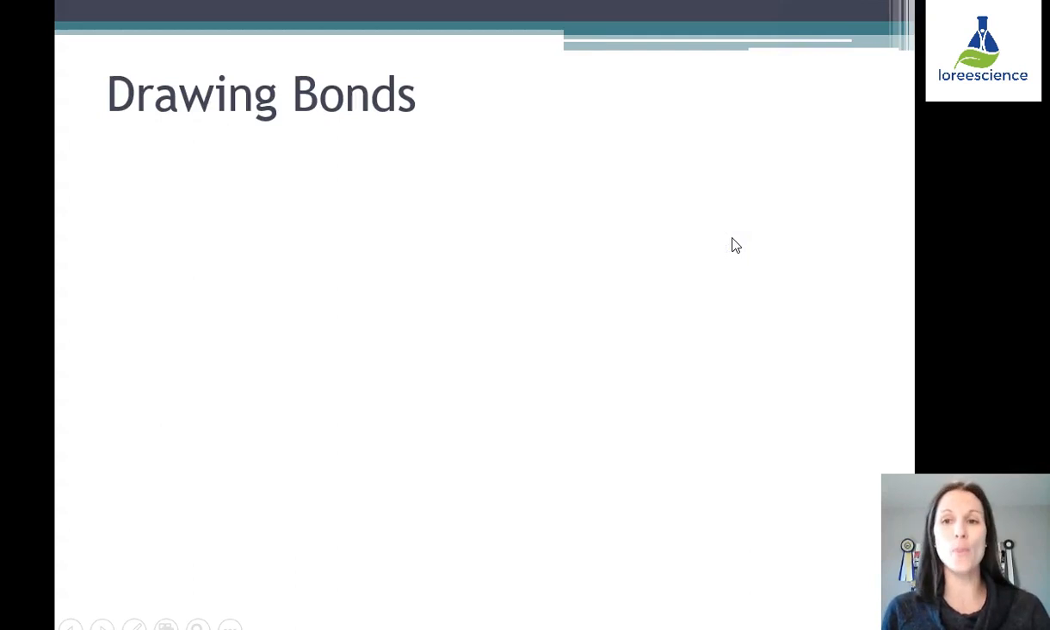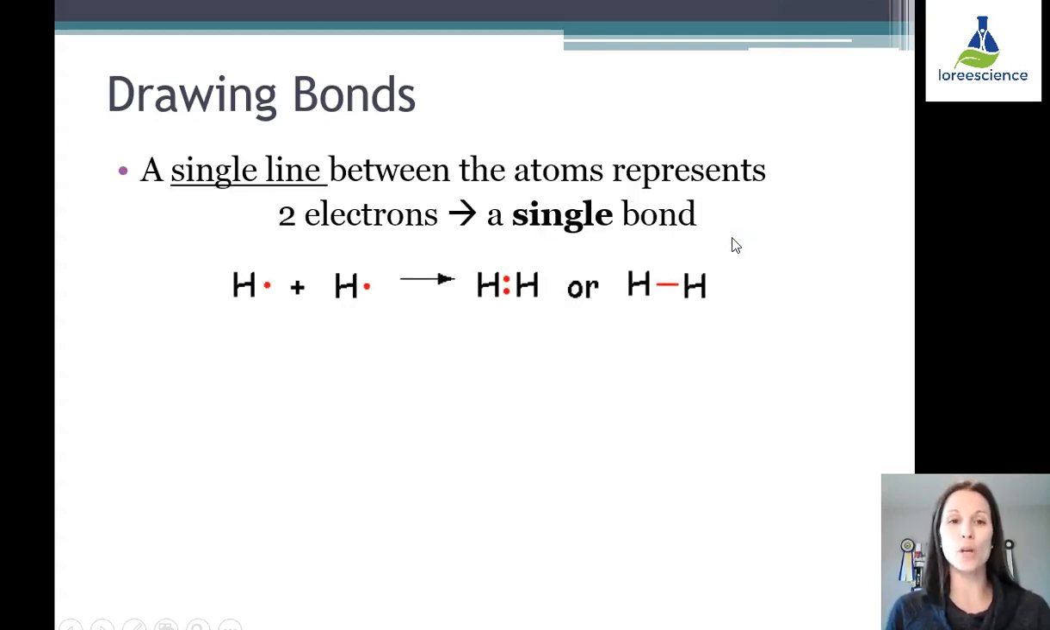So how do we draw the bonds? There are a couple ways they can be drawn. A single line will represent 2 electrons. So if we have 2 hydrogens here that want to bond together, do the Lewis dot diagram, put the 2 electrons between the 2 atoms, indicating that they are being shared, or you can simplify it and draw it as a single line. Remember that each line will represent 2 electrons.